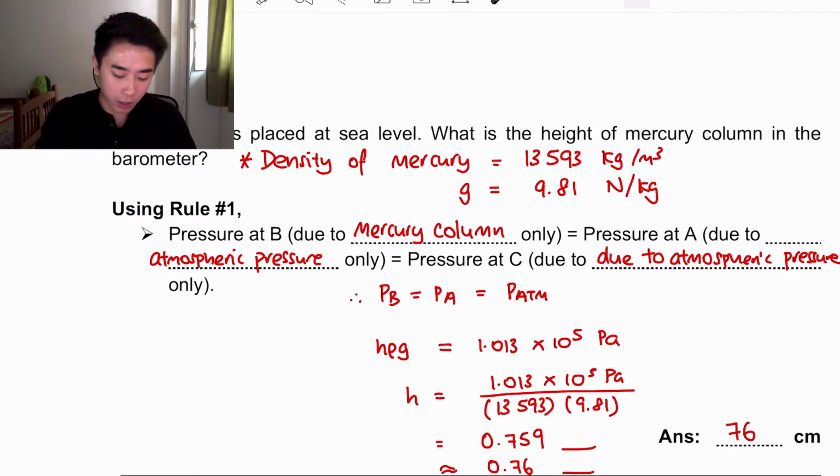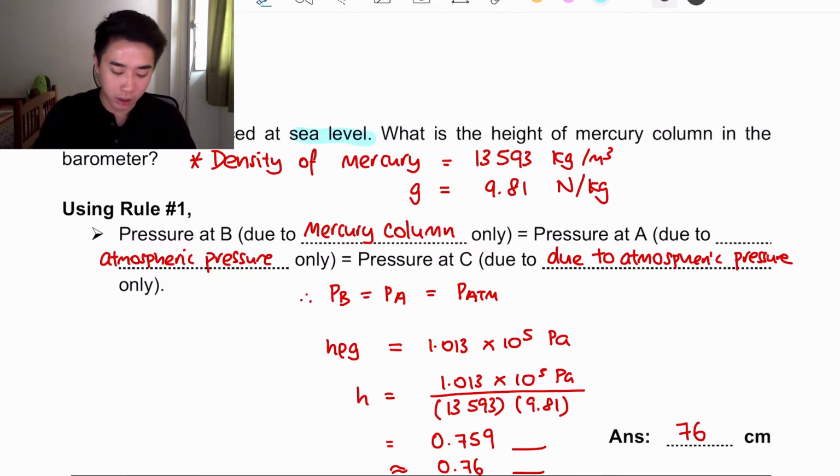Now, example 1 is when a barometer is placed at sea level. What is the height of the mercury column in the barometer? We are given the density of mercury. I know it's not in your notes, but please take this down. It is 13593 kg per meter cube. We're using the exact density of mercury so that we can find the most accurate height of the mercury column later. For gravitational field strength, we will also not be using the approximate value of 10. We will be using the more accurate value of 9.81 newtons per kg.